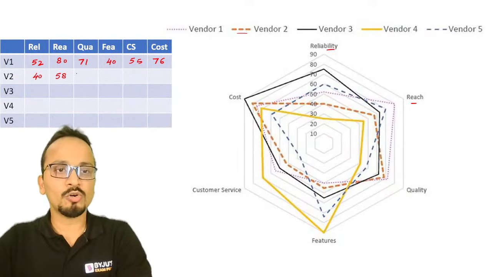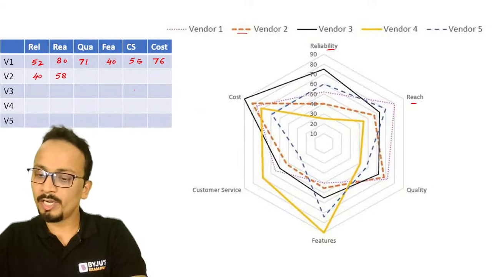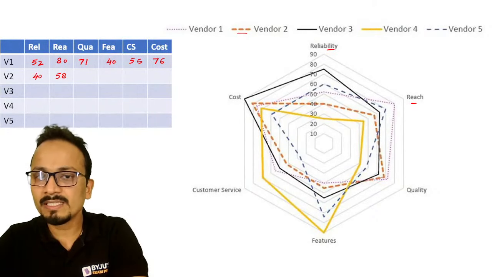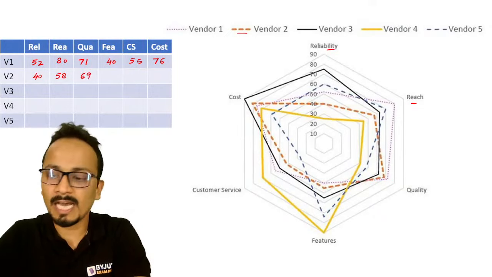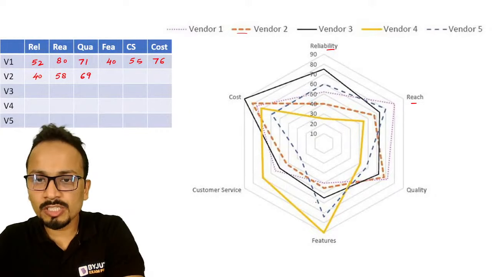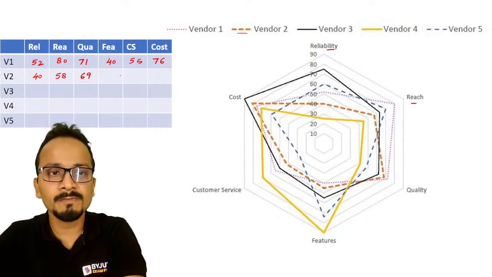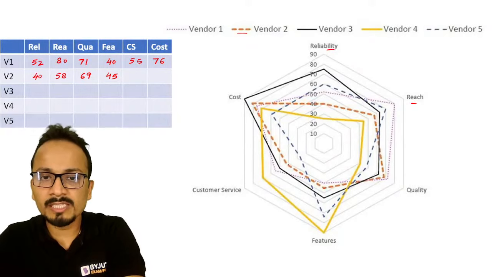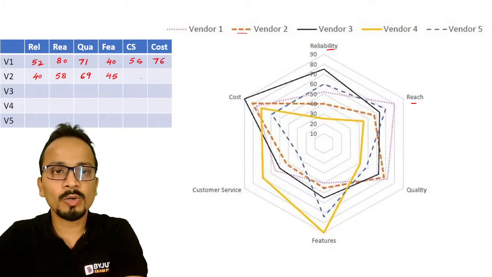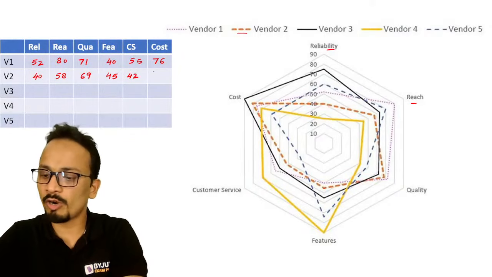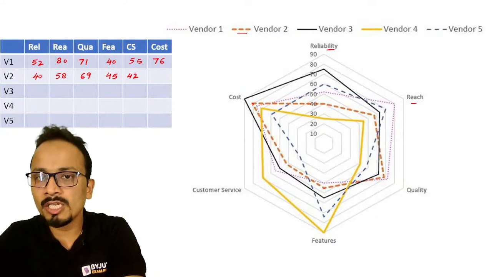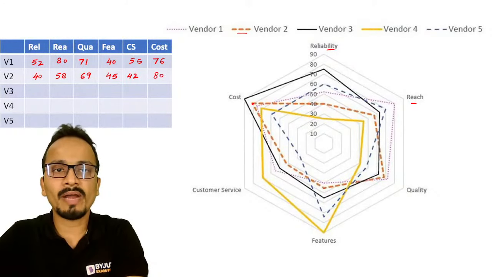Okay, fine. So I'm finishing off with vendor 2. For quality, it is just below 70, so I'll write 69. Then for features, it is this number, between 40 and 50, so I'll write it as 45. For customer service, it is above 40, so around 41 or 42. And for the last factor, it is exactly on 80, so I'll write this as 80.